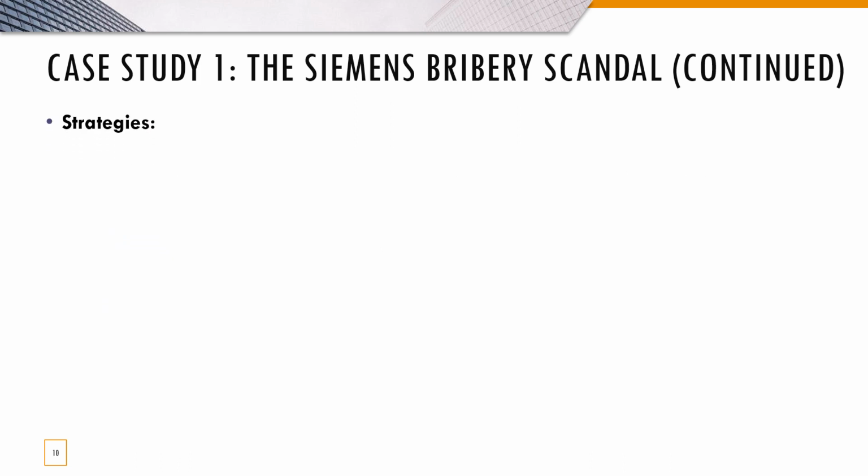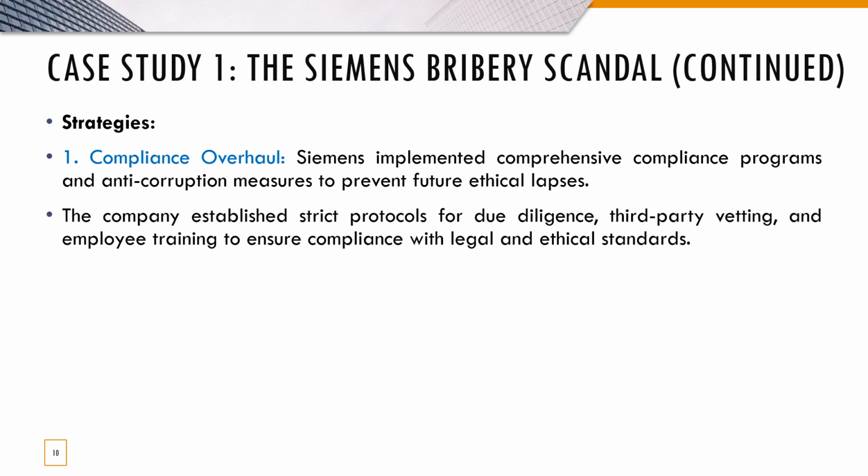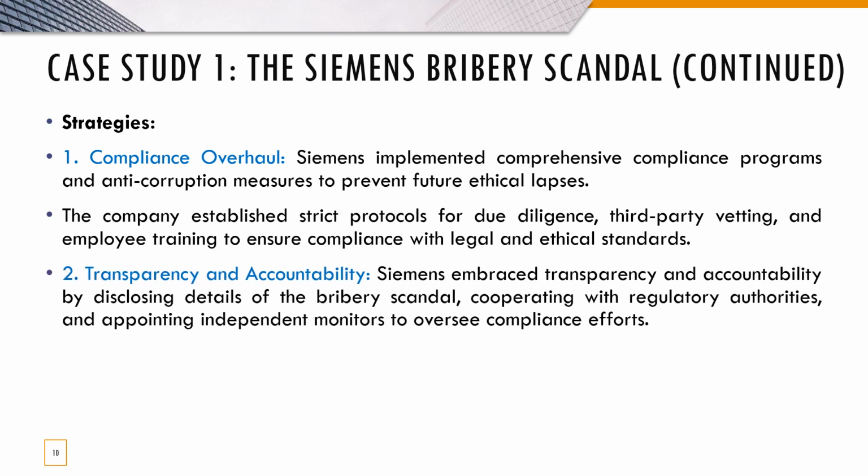What are the strategies that Siemens adopted? One, compliance overhaul. Siemens implemented comprehensive compliance programs and anti-corruption measures to prevent future ethical lapses. The company established strict protocols for due diligence, third-party vetting, and employee training to ensure compliance with legal and ethical standards.